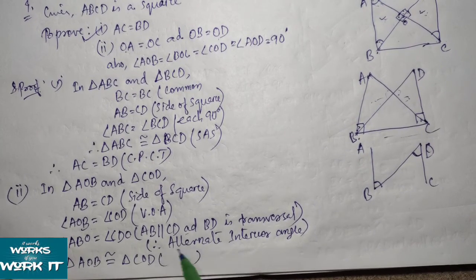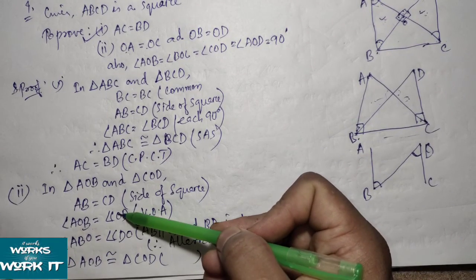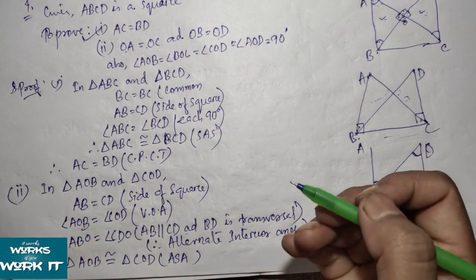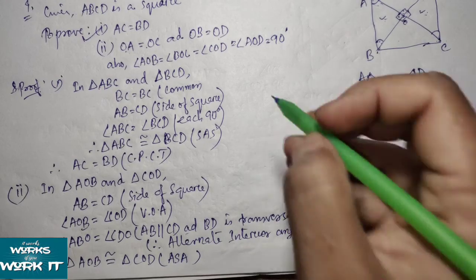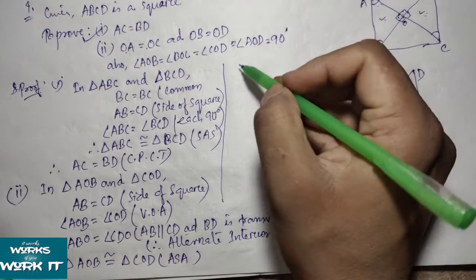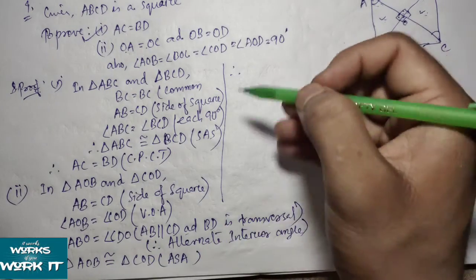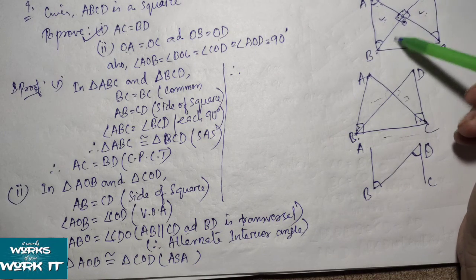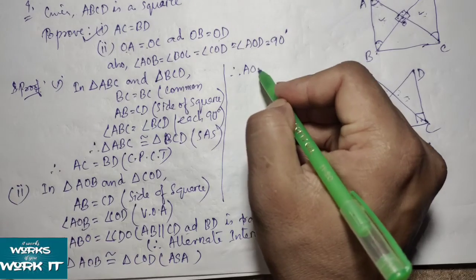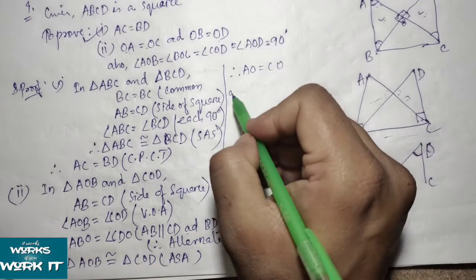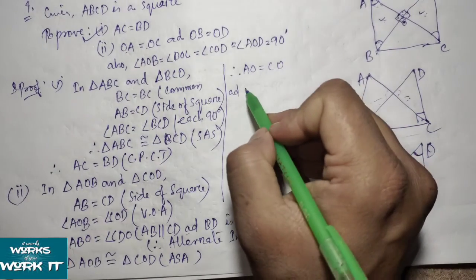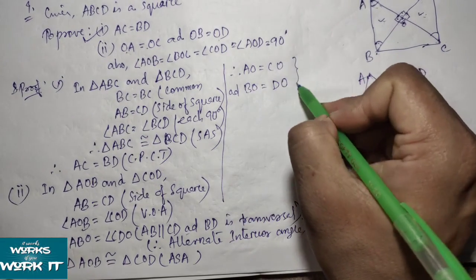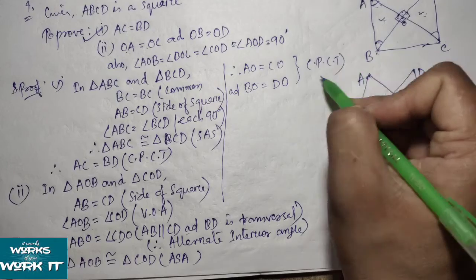And which criteria will we write here? See here, two angles have been shown equal and one side. So it will become criteria ASA. Now using the congruency rule, we can write directly AO is equal to CO and BO is equal to DO. Both can be written as CPCT.